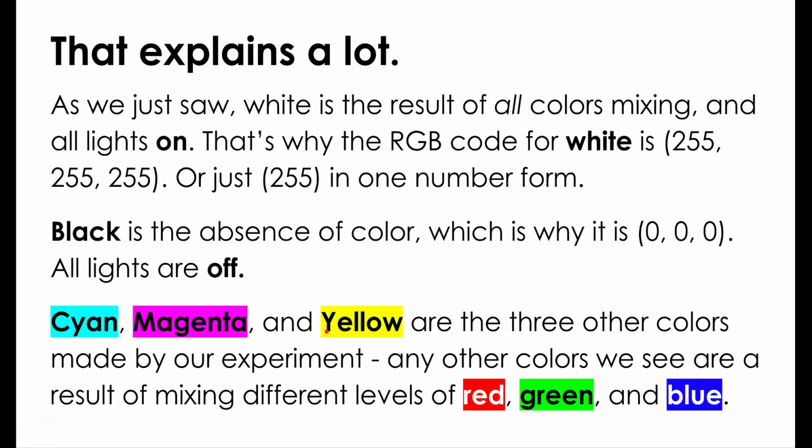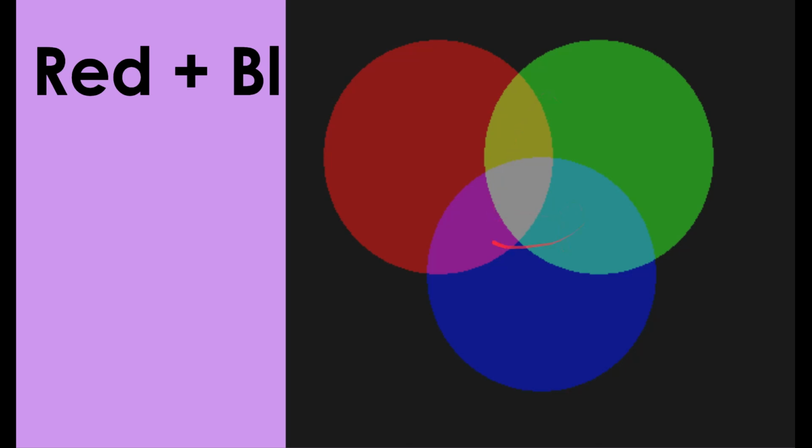Cyan, magenta, and yellow are the 3 other colors made by our experiment, and any other colors we see are a result of mixing different levels. So we have yellow, cyan, and magenta.